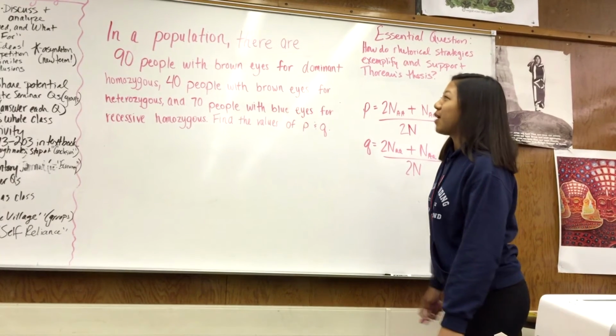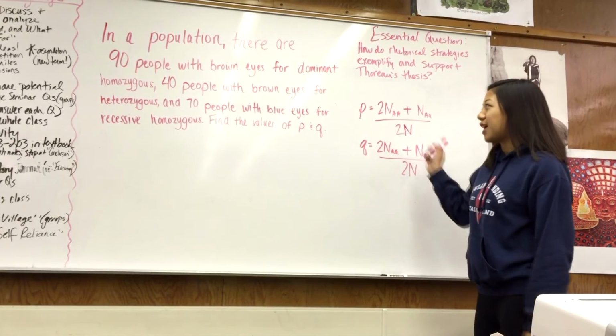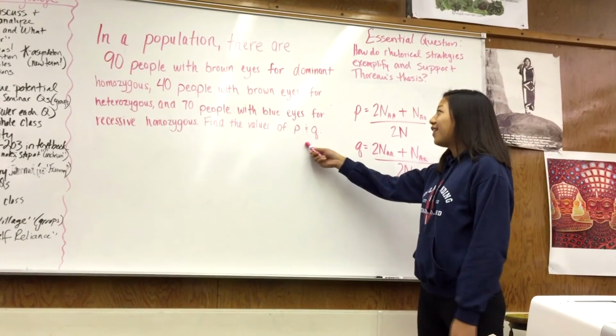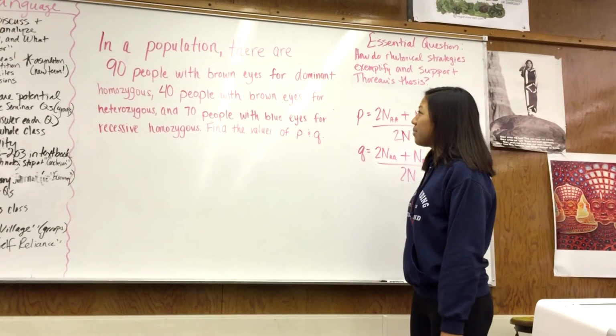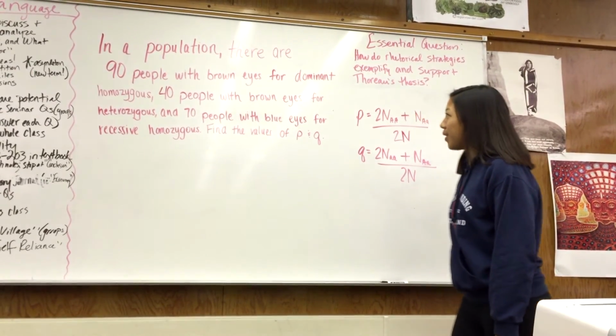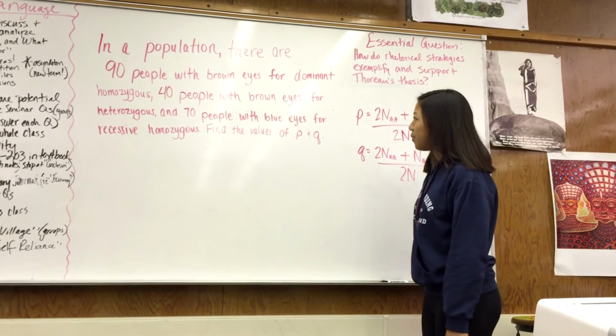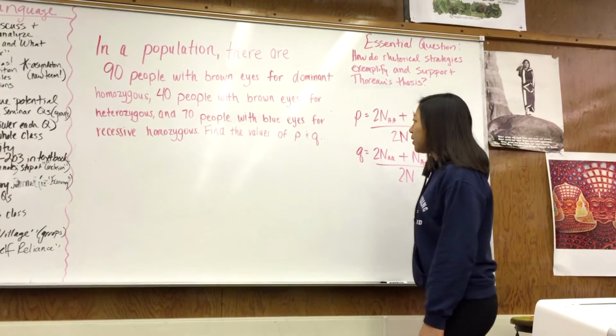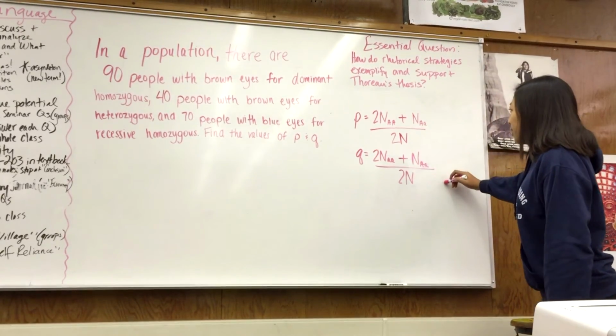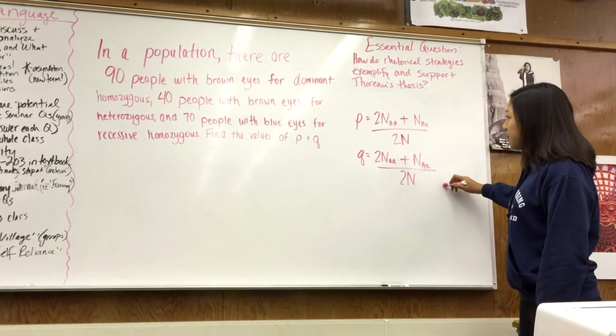For the first problem, sometimes you start off with the genotypes and want to get your way to the allele frequencies. In a population, there are 90 people with brown eyes who are homozygous dominant, 40 people with brown eyes who are heterozygous, and 70 people with blue eyes who are homozygous recessive. Find the values of p and q. These two equations are the ones you would use.